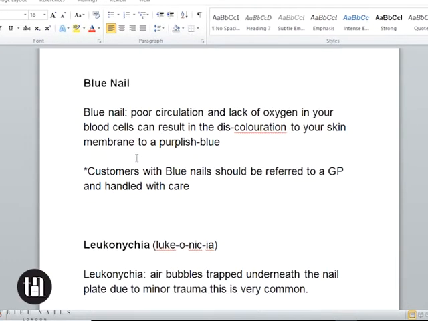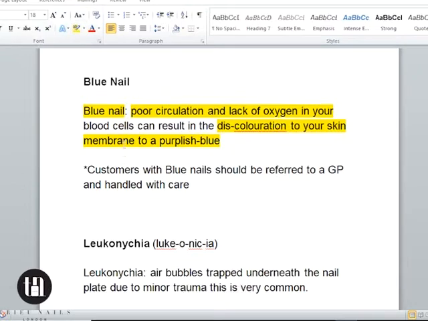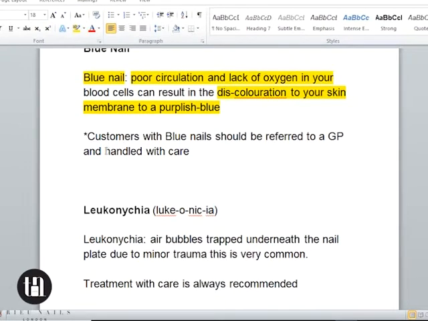Last few, we have blue nail, and you should Google what that looks like, but it is a discoloration to your nail membrane, leaving it purplish blue, and that's caused by poor circulation and lack of oxygen in the blood cells. Any customers that you treat with blue nail should be handled with care, as well as referred to a GP.